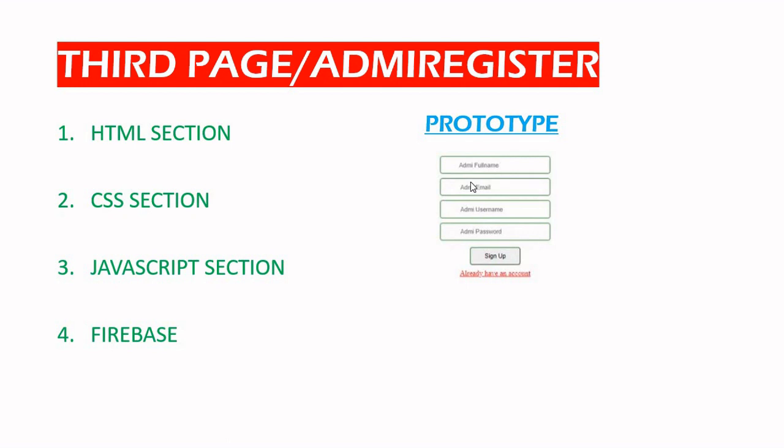So we'll be having 4 input bars. The first one will be for our full name, the second one the email, the third one the username, and the fourth the password. And we'll have our sign up button, and under it a link for when we already have an account. You can click on it and it will direct us to the login page. So that is it. Let's go to our code.